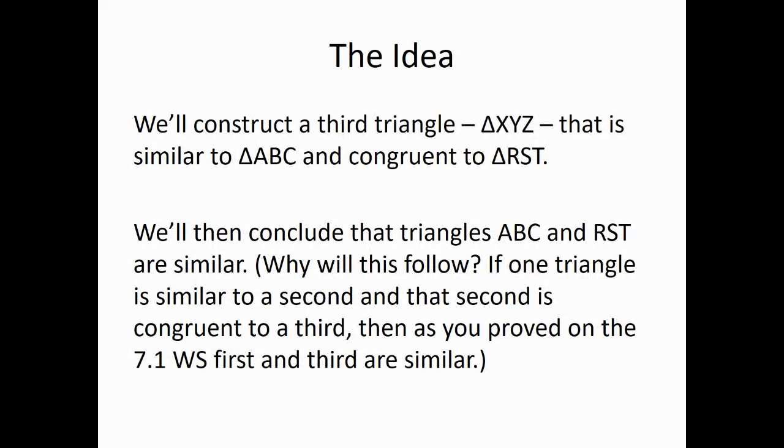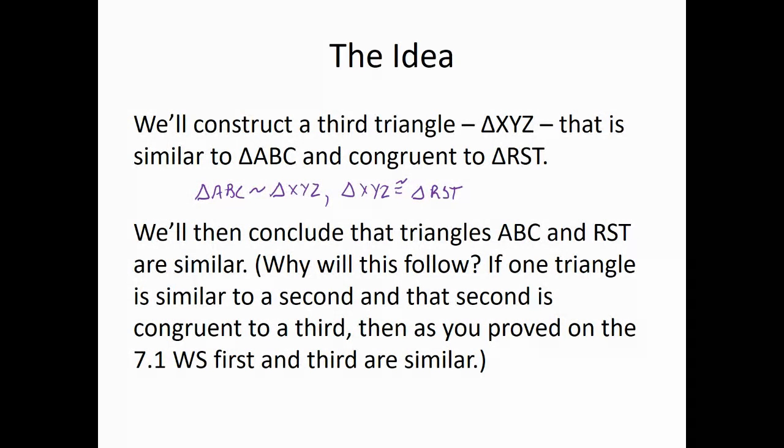Now, here's the strategy, okay? We will construct a third triangle that I will call XYZ that is similar to ABC and congruent to RST. Perhaps I should write this out. So at the end of this proof, here's what we will know. I will know that triangle ABC is similar to triangle XYZ, and I will also know that triangle XYZ is congruent to triangle RST.